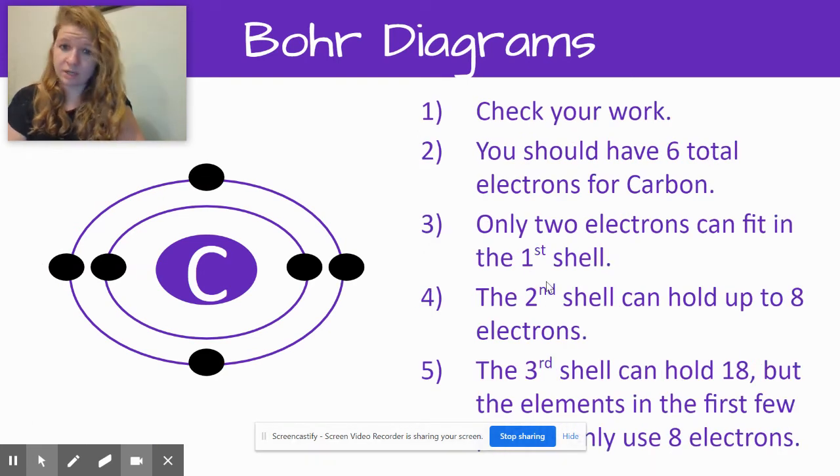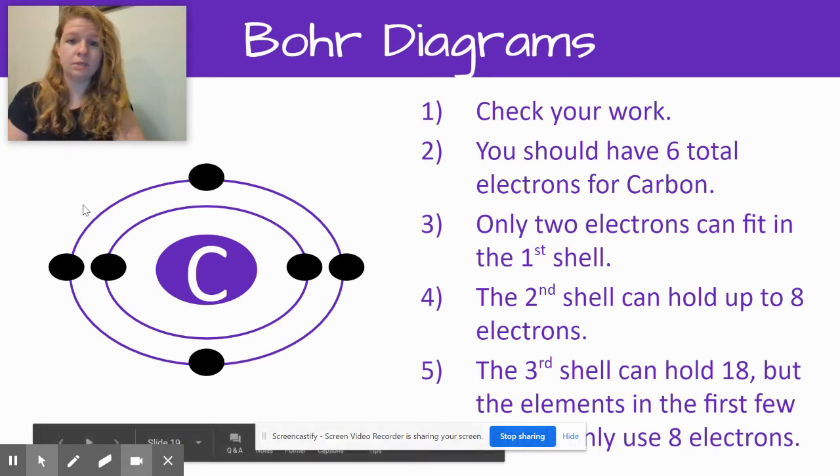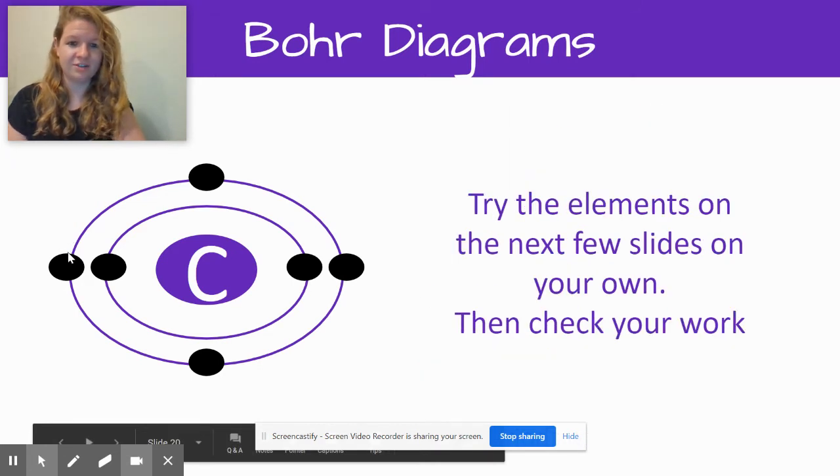So always check your work, right? We know that we have 6 electrons for carbon. We know that 2 electrons can fit in the first shell. The second shell can hold up to 8. It wants 8 electrons, but right now, we only have 4 in that second shell.